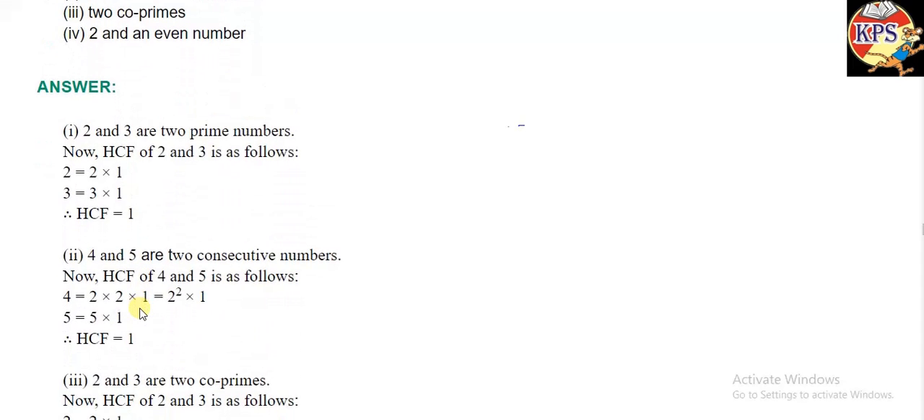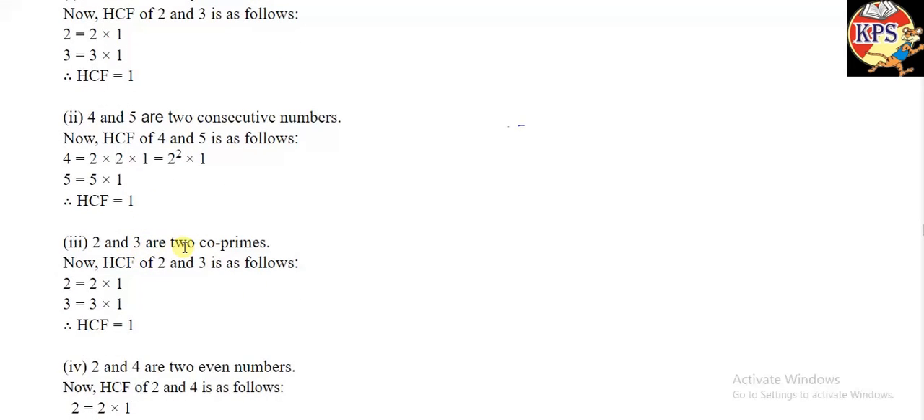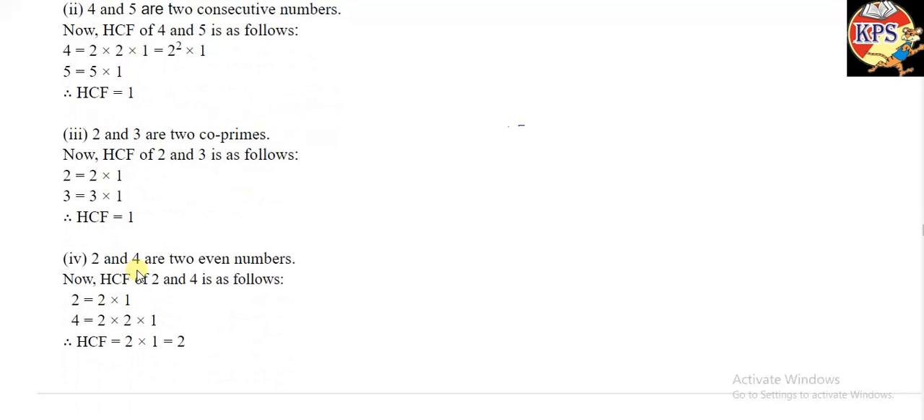Now we have to find the HCF of two consecutive numbers. Suppose 4 and 5 are the two consecutive numbers we are taking, and after finding the factors of these two numbers, we are getting 1 in both, and 1 is the HCF in this case. Now the HCF of two prime numbers is 1, and the HCF of two even numbers, for example 2 and 4, is 2 into 1, equal to 2, because the factors of 2 are 2 into 1 and the factors of 4 are 2 into 2 into 1. So this is how you will solve the question.